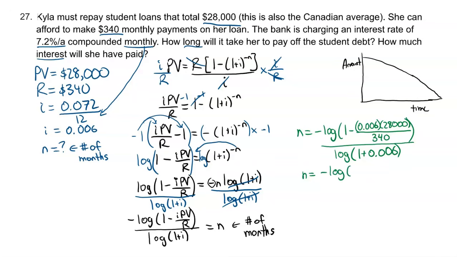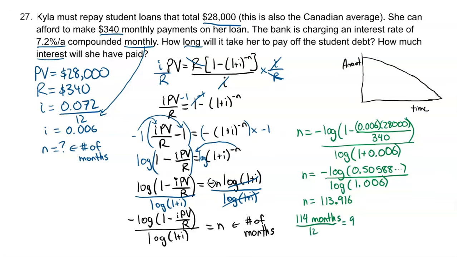It's good to simplify that first just so we don't make mistakes. So if you do that, 1 minus the 0.006 times 28,000 over 340, you end up with approximately 0.50588. And then on the bottom, we can simplify that to 1.006. And if you then take the negative log of the numerator and divide by log of the denominator, we end up with almost 114, 113.916. And so you always have to get to that next payment to finish paying off the debt. And so we're going to say it's 114 months in order for her to pay this off.